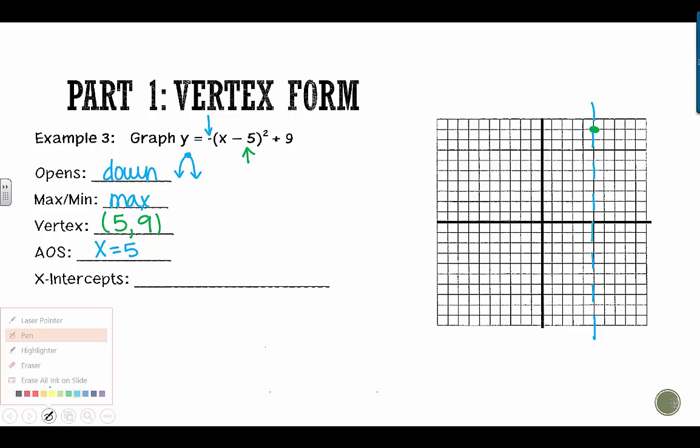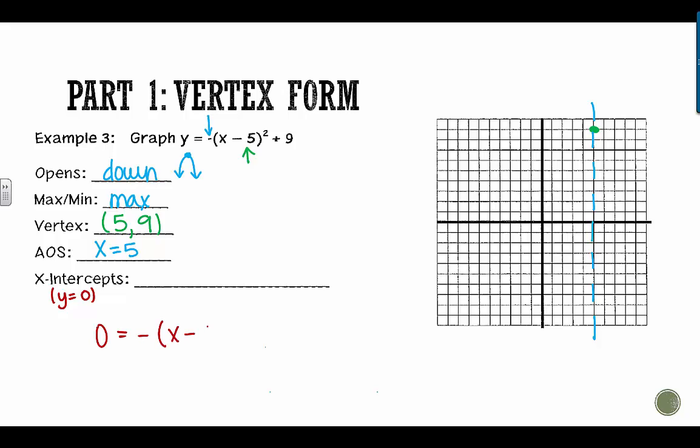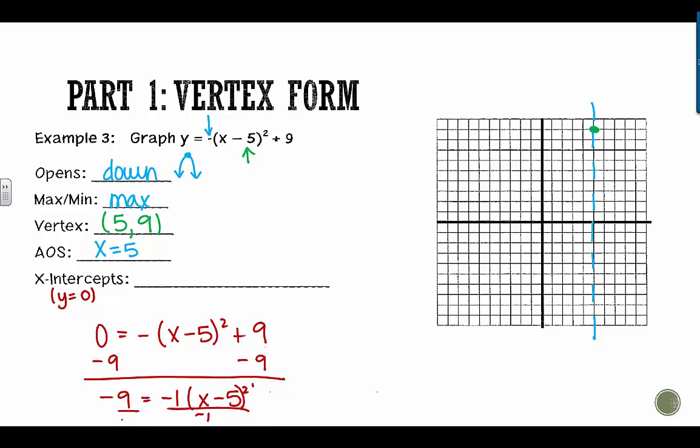Now the next thing we have to do is our x-intercepts, and this is going to take a little work. But remember, when something crosses the x-axis, that means y is 0. So we're going to go up to our equation, and we're going to plug in 0 for y. And then we can solve this. So we got to subtract 9 from both sides. Remember, this is like a -1 out here, if that helps. And we got to divide by that -1. So we get 9 equals x minus 5 all squared.